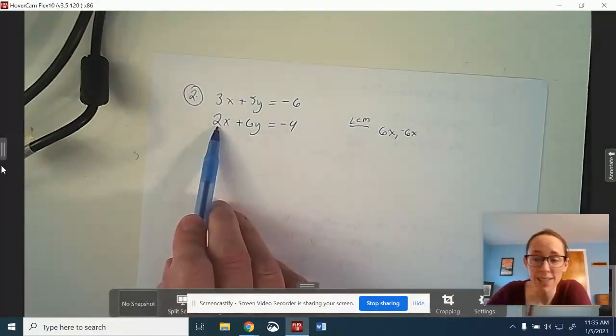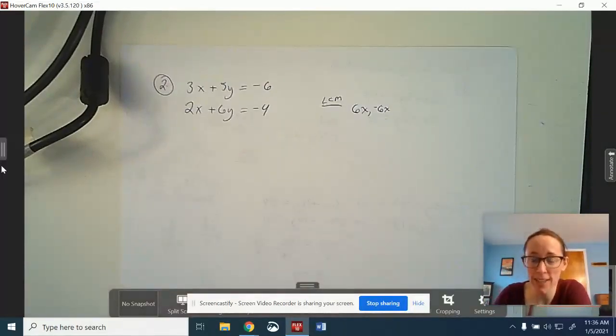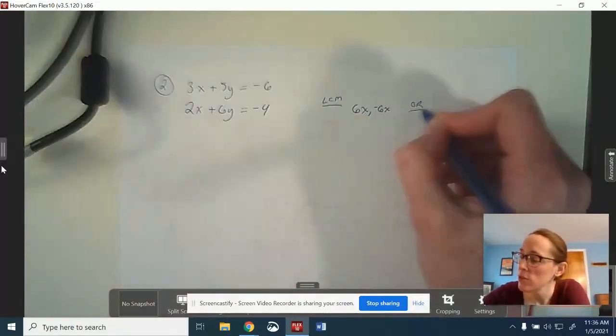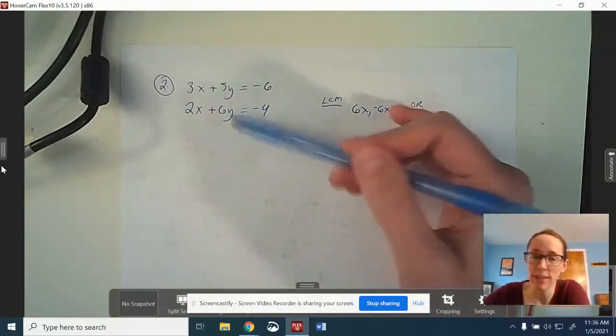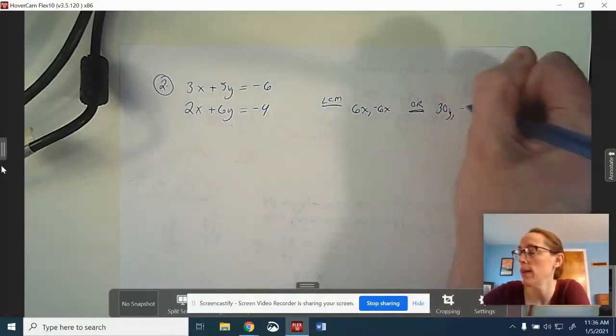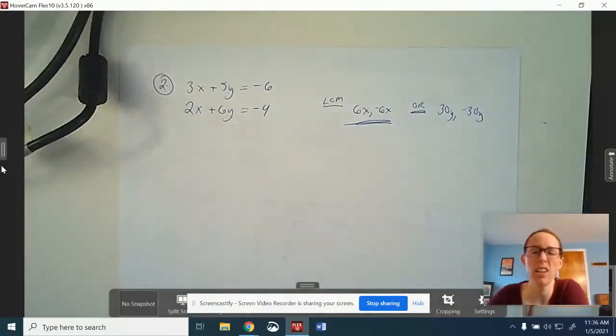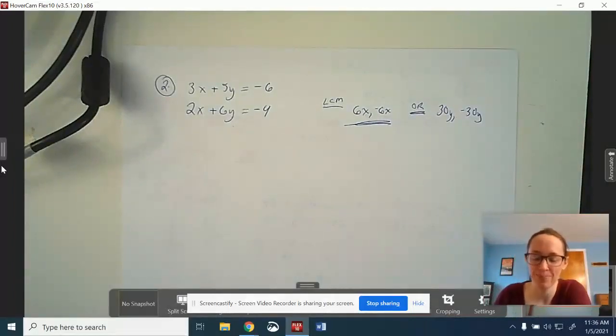Can you turn this into negative 6x? Sure, what would you multiply by? You multiply both sides by negative 3. And that would lead you to a correct answer. Now, just to give you another option, you could change the y's. Since we have 5y and 6y, you would aim for 30y and negative 30y. But those numbers are a lot bigger. So I'm going to try to cancel the x's instead.